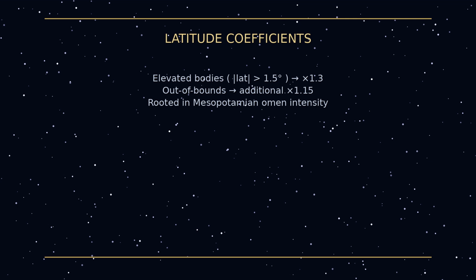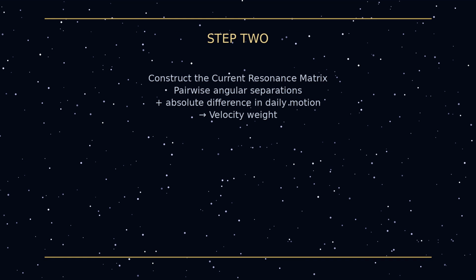For each pair, calculate the absolute difference in daily motion. This differential becomes a velocity weight. The closer the two bodies are to matching speed, especially when both are slow or one is stationary, the higher the weight. A stationing planet against a natal point yields the maximum velocity score of 1.0.